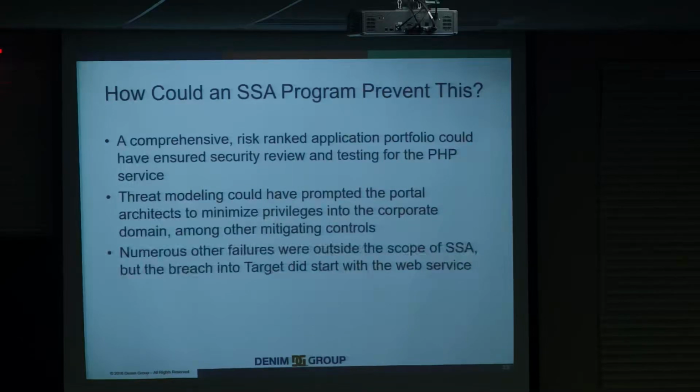I mean, that's the kind of vulnerability that a college student with a semester of AppSec under their belt could have caught. They could have caught this quickly. Their failure was not necessarily that they checked it and missed it. The failure was that they never even thought to check this. Threat modeling could have prompted the portal architects to minimize privileges into the corporate domain, among other mitigating controls. There are lots of network failures, but there is threat modeling that could have detected this.